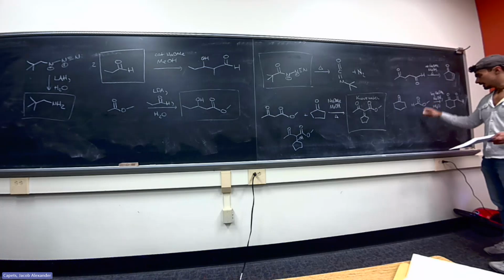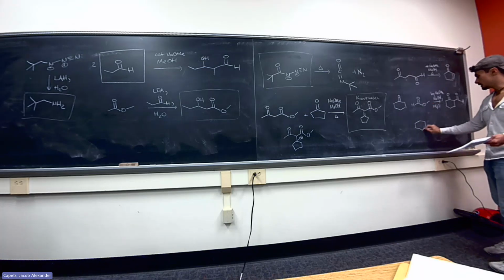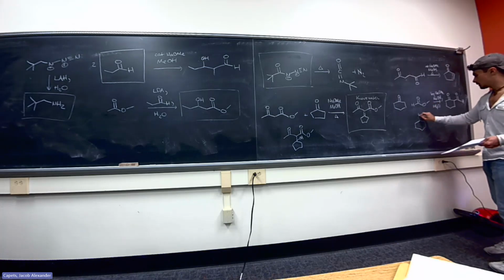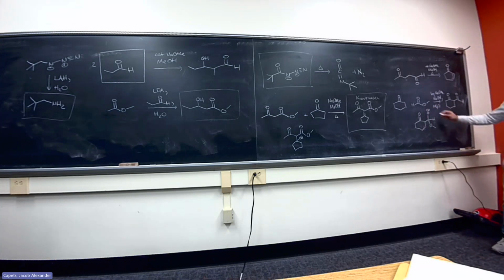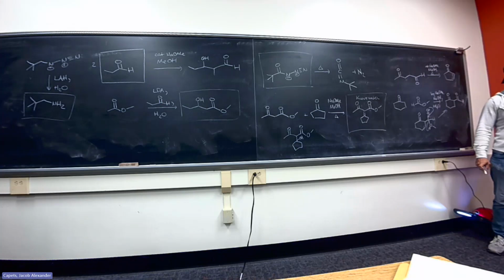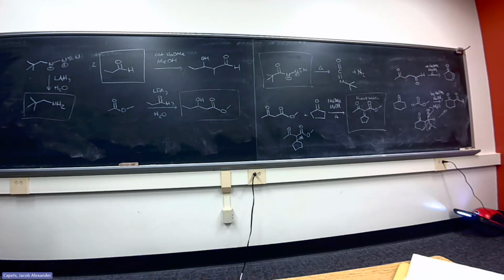So, deprotonate, get the enolate, attack that. Then your intermediate, the important intermediate here, get this tetrahedral. Do we understand that? Yes. It doesn't really have a name, I don't think. At least I don't know the name.